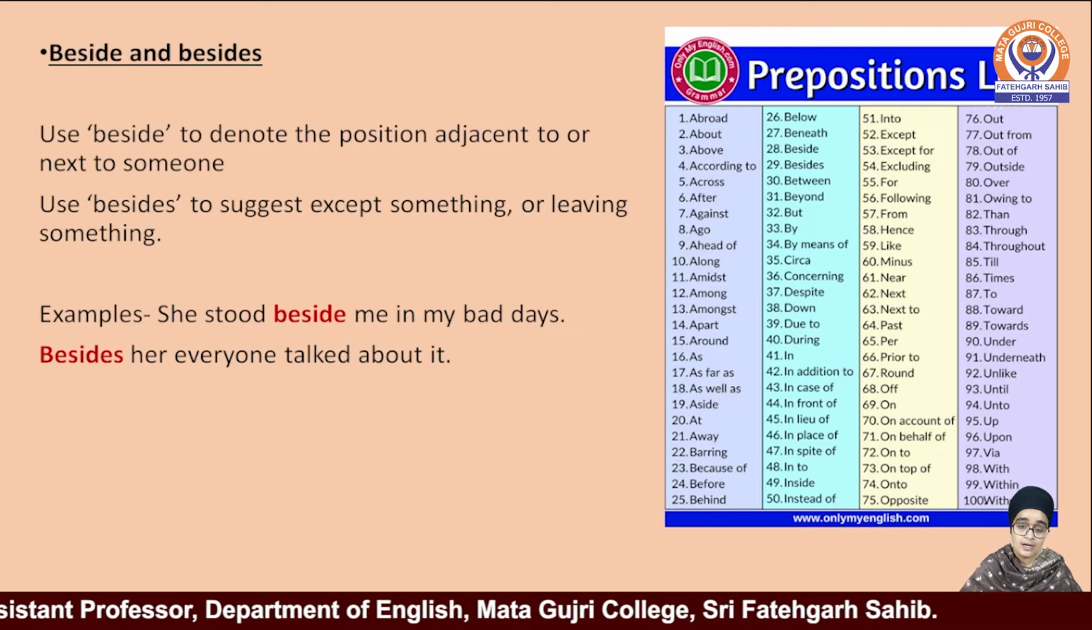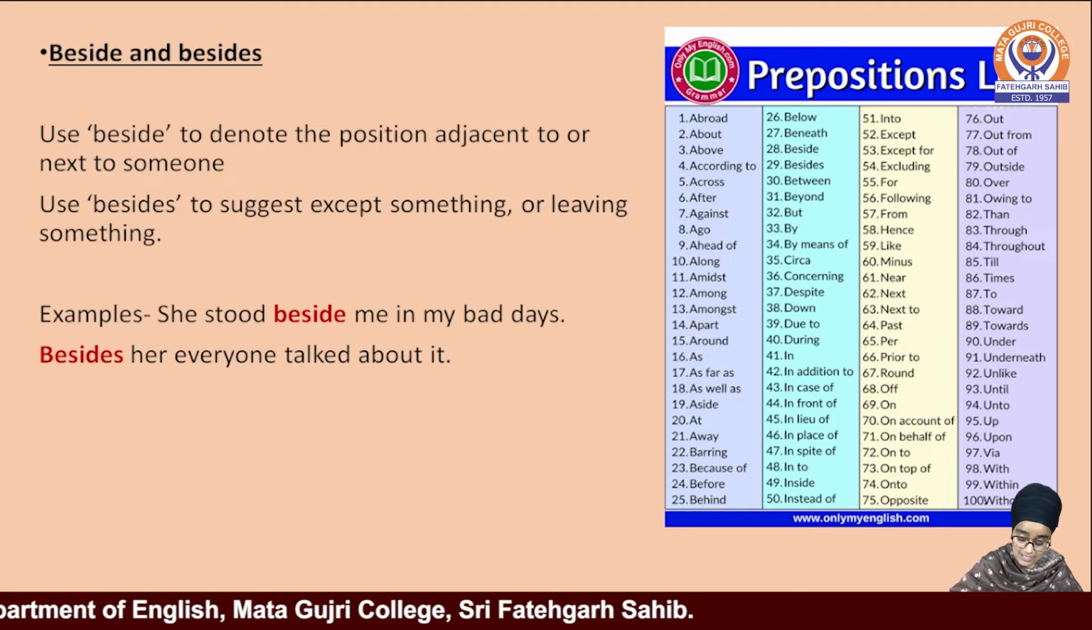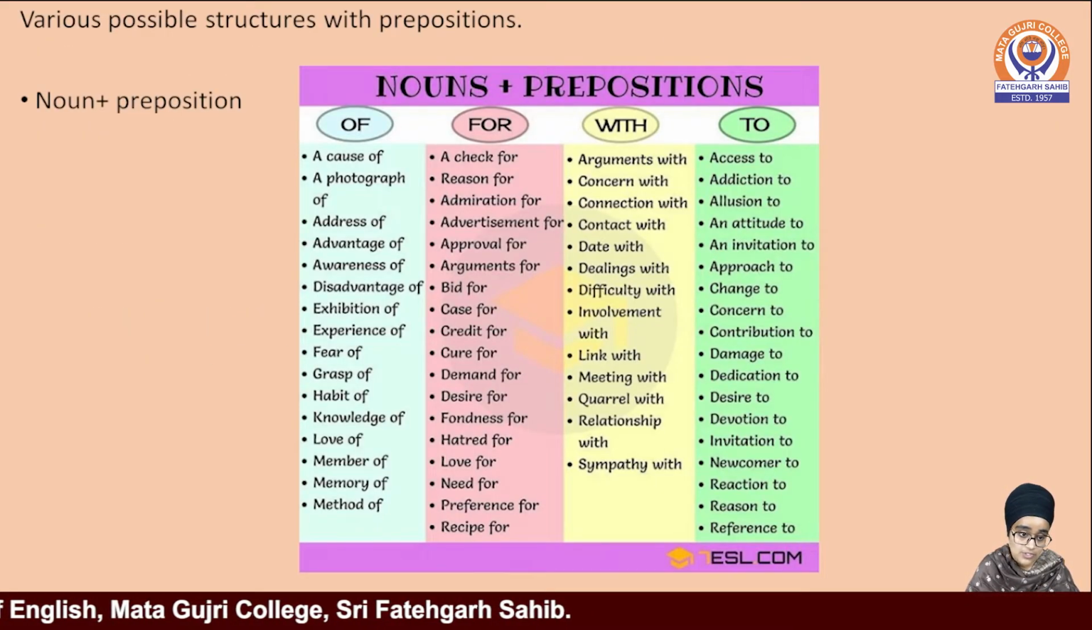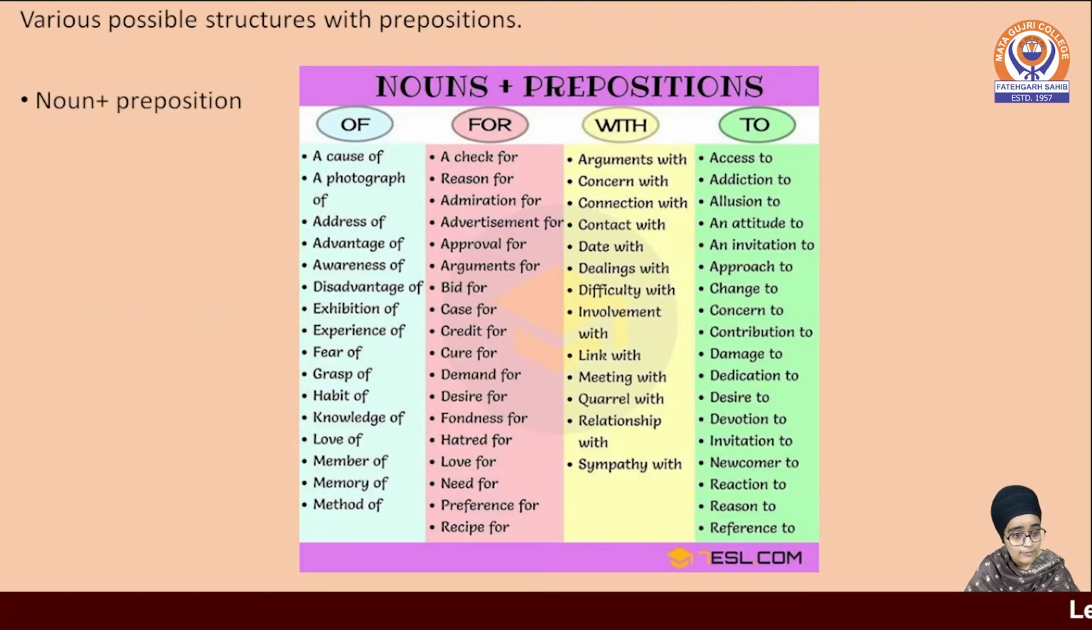So besides her, everyone talked to me. Besides her, everyone stood beside me. So again, that makes the two prepositions clear. So now here's the list which is listing the most commonly used 100 prepositions. Please go through that. Maybe you'll be able to use most of them, I believe.